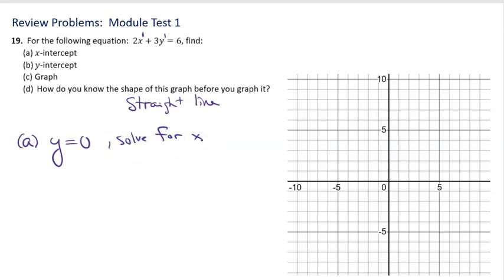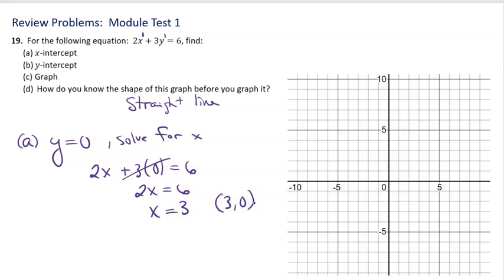Okay, so that's how you find an x-intercept. So I have 2x plus 3 times 0 is equal to 6. 3 times 0 is just 0, so you can ignore that and say 2x is equal to 6. I can divide both sides by 2 to get x is equal to 3. And in point form, that's the point (3, 0).